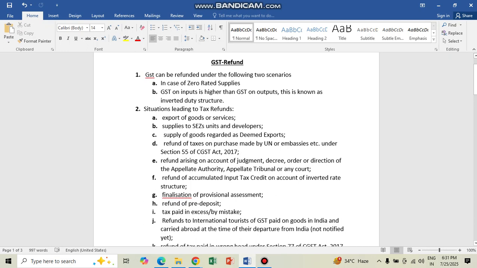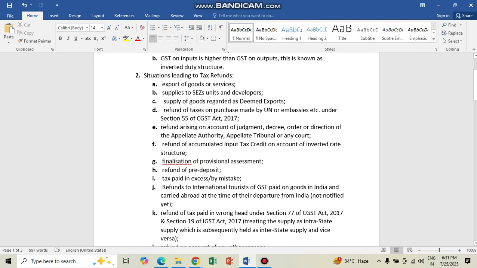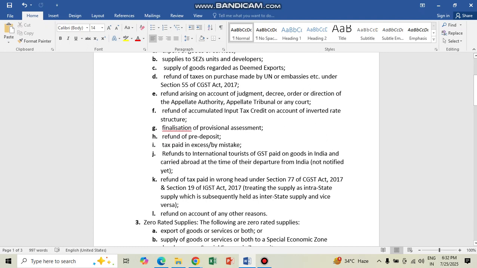the time of their departure from India, not notified yet, refund of tax paid in wrong head under Section 77 of the CGST Act 2017 and Section 19 of the IGST Act 2017, treating the supply as intrastate supply, which is subsequently held as interstate supply and vice versa. Refund on account of any other reasons.